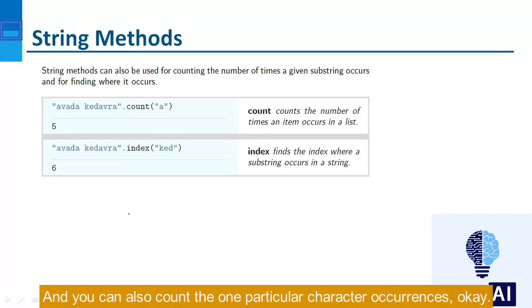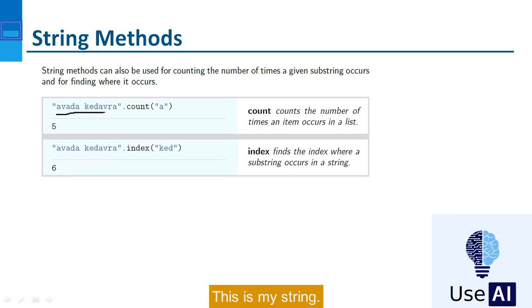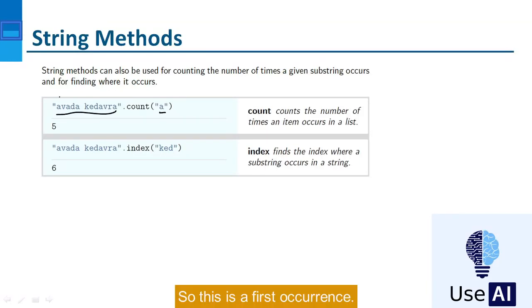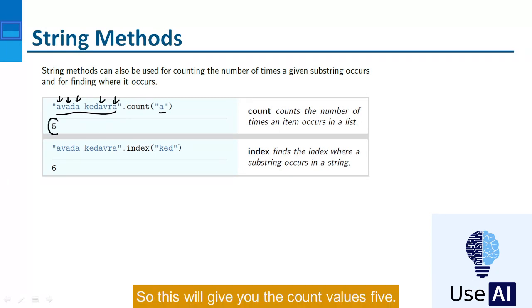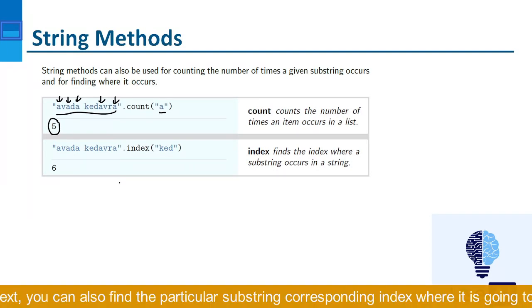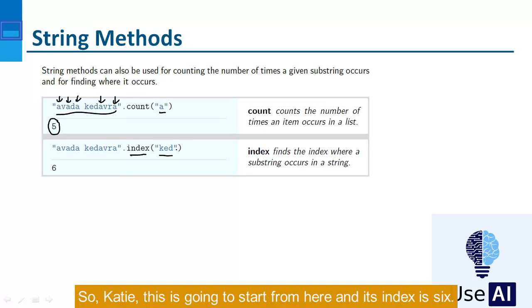And next, you can also count the occurrences of one particular character, the frequency of occurrence of one particular character in the entire string. This is my string, and inside this string I want to count how many occurrences of A there are. This is the first occurrence, second occurrence, this is the third occurrence, this is the fourth occurrence, and this is the fifth occurrence. So this will give you the count value as 5. And next, you can also find the index of a particular substring where it is going to start. It will give you the first occurrence if there are multiple occurrences. So KED, this is going to start from here, and its index is 6.